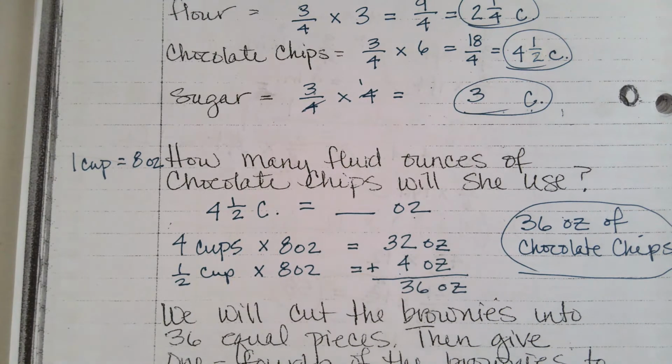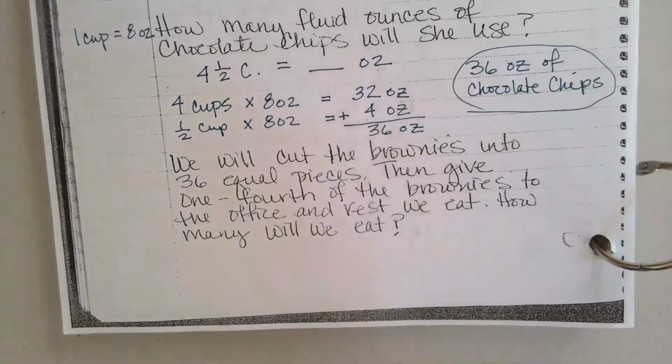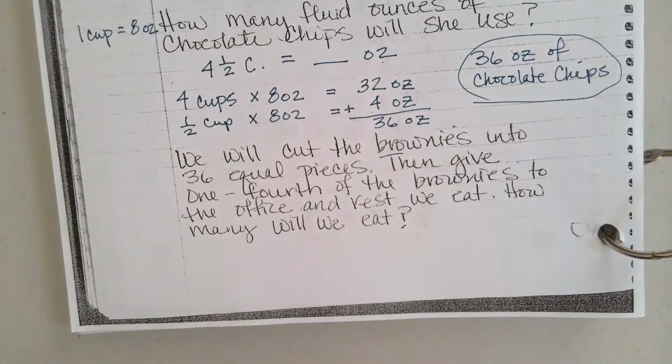Okay, now we're going to cut the brownies into 36 equal pieces. Then give 1/4 of the brownies to the office and the rest we get to eat. So the remaining we get to eat.